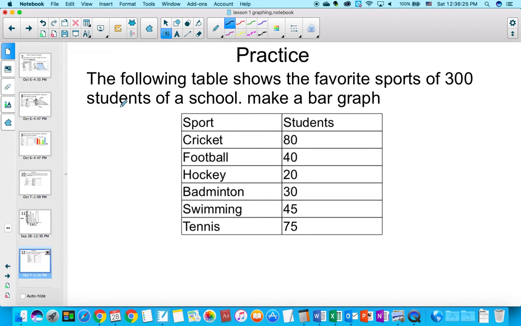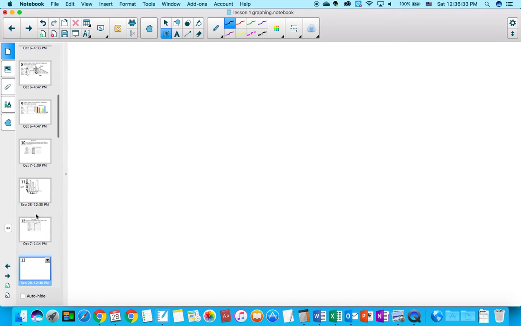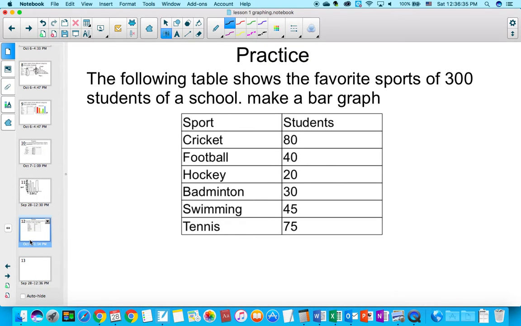The following table shows the favorite sport of 300 students of a school. So we want to make a bar graph of that. So I'll make another slide, another ugly, ugly slide. And again, these are our categories. And so if you're thinking, do I need to make a bar graph? Look at your x-axis. Look at your categories.